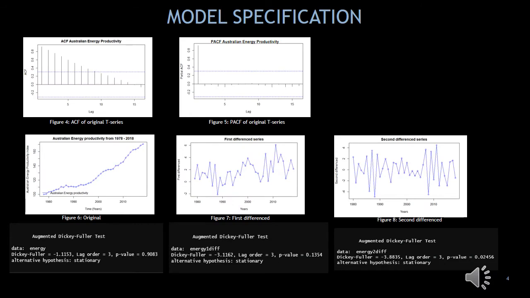Model specification. The ACF plot, which is figure number 4, shows a downward trend pattern, which is not ideal. The PACF on figure 5 shows a significant first lag.